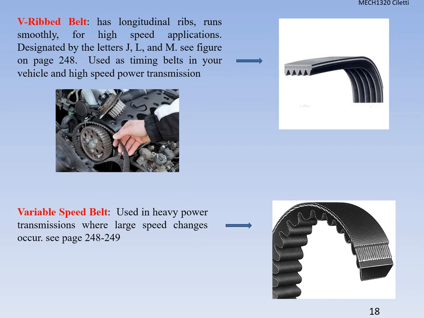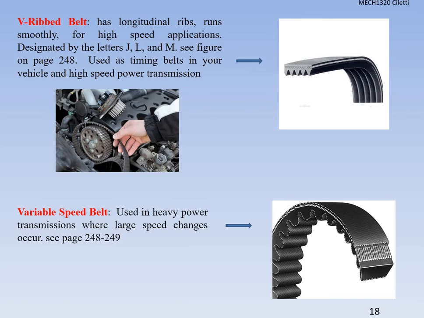All right, so let's get back to the timing belt that we talked about a little bit ago. Okay, or the synchronous belt means the same thing. It's also known as the V-ribbed belt. Okay, so you can see a picture of it there on the right. It has longitudinal ribs. It runs smoothly. It's for high-speed application, all right, and it's for J, L, and M. Okay, that's on 248. That's the chart we just went through in sizing those. We use these as timing belts in your vehicle and high-speed power transmissions. So you can kind of see a picture of it in your vehicle there as well.